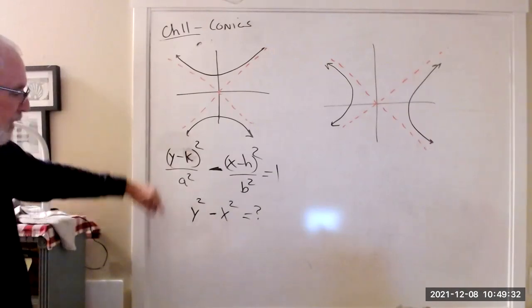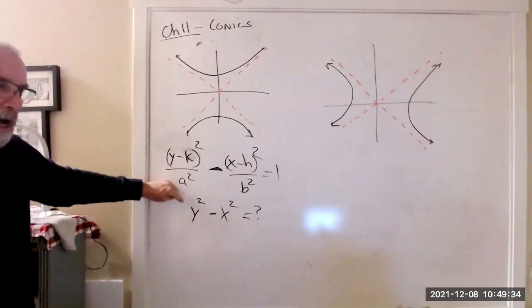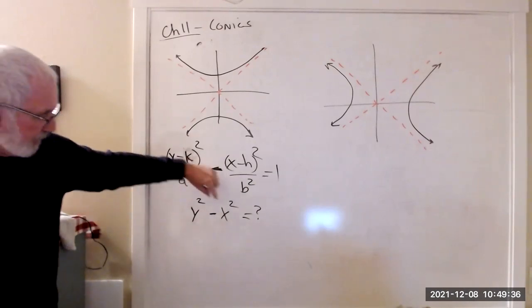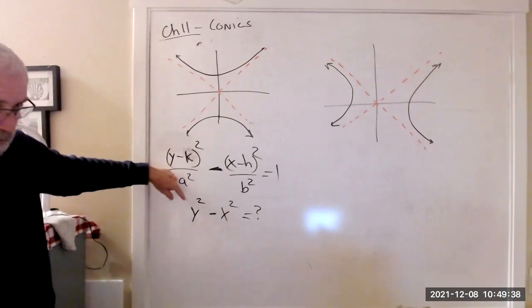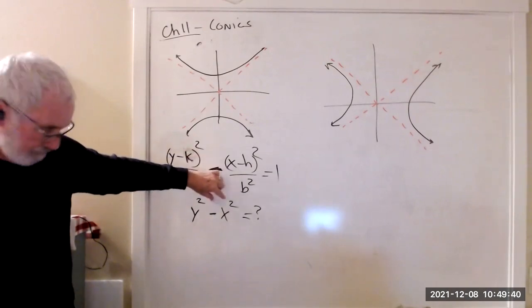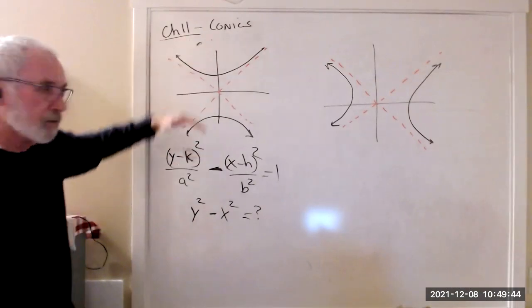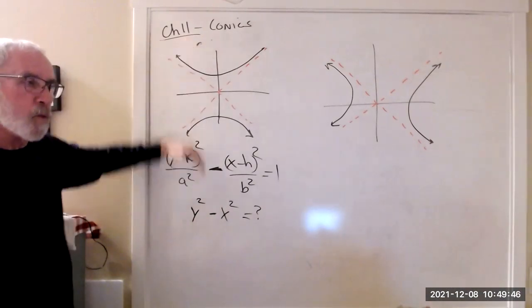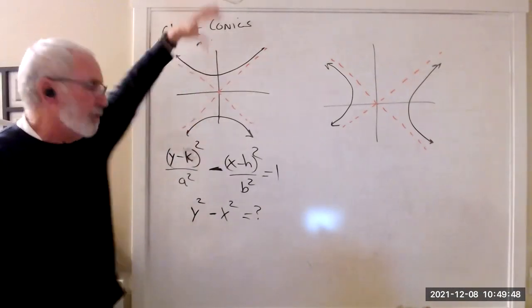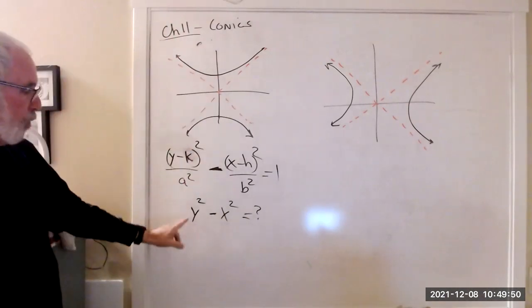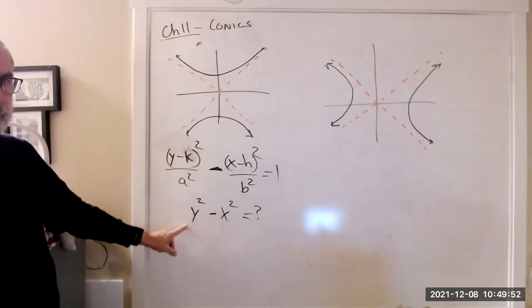Notice something else. When the y squared was positive and the x squared was negative, that's when your hyperbola opened up in the y direction, up, down. That's when y was the positive value.